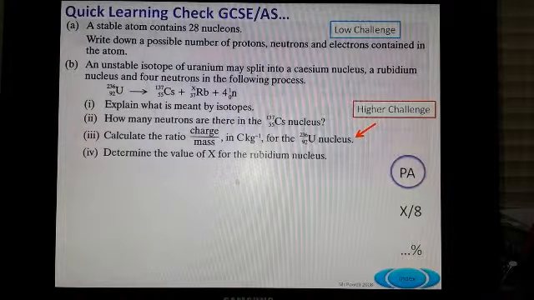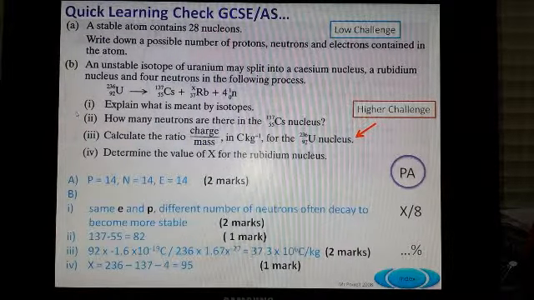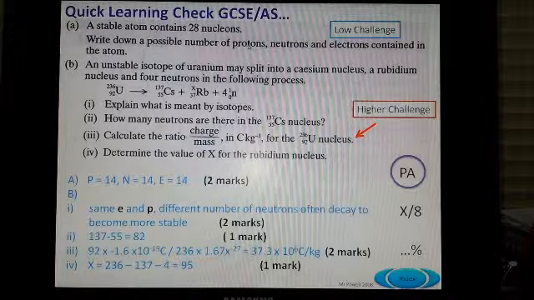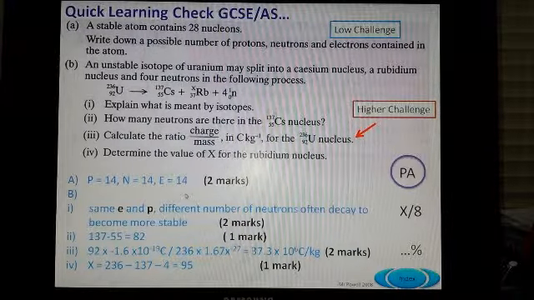Now then, a typical exam question would look like this. A stable atom contains 28 nucleons. It's a low challenge question. You need to write down the number of protons, neutrons and electrons. So 14, 14 and 14.